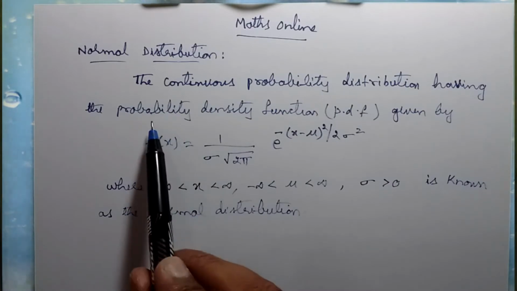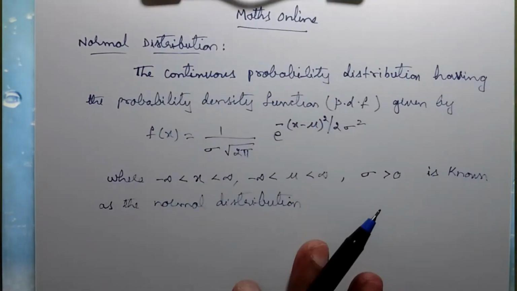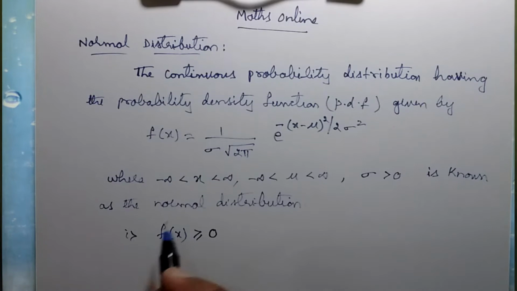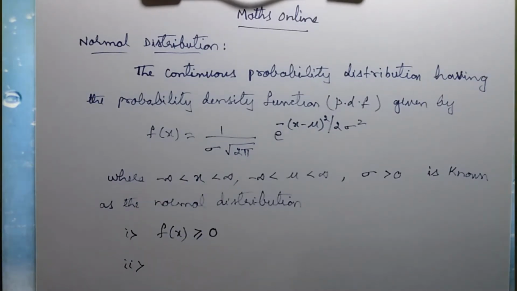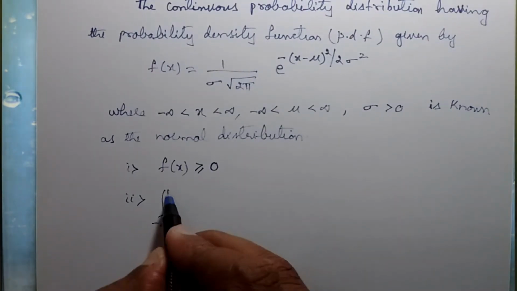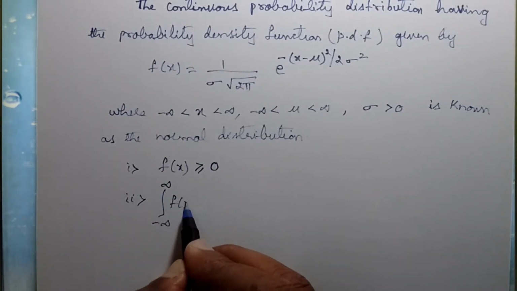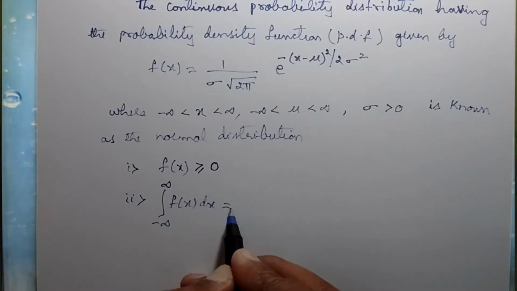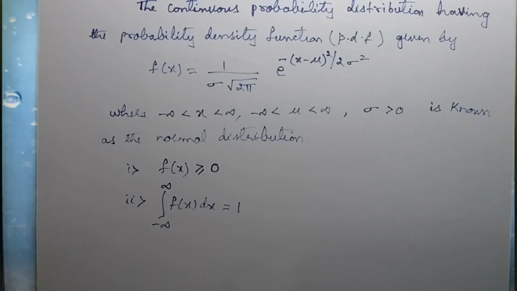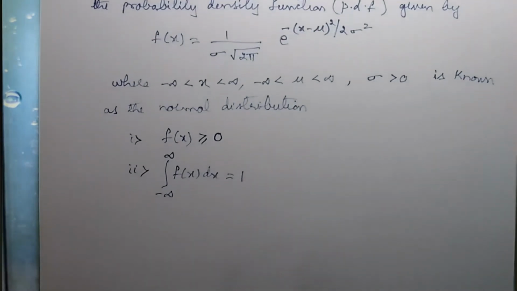Now this function f of x is a probability density function. It has to satisfy two properties. That is, the value of f of x is greater than or equals to 0. That is the first condition. The second condition is that integral minus infinity to plus infinity, the function f of x dx should be equals to 1. So both the conditions will be satisfied by the probability density function.